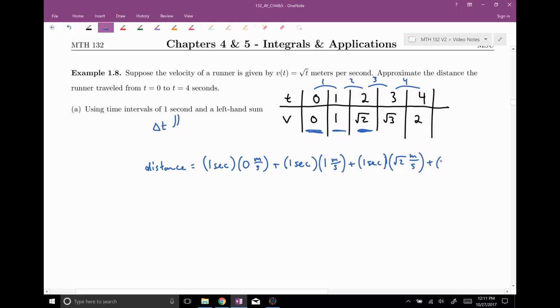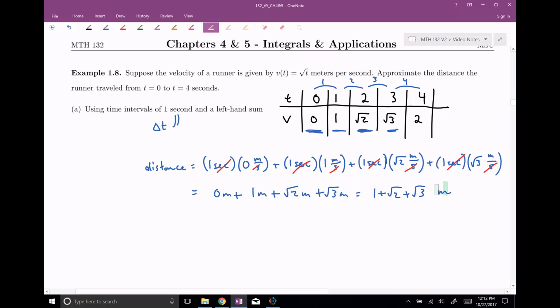And then finally, 1 second. Again, that's the width and the height. On our fourth rectangle, we're going to choose the left-hand sum, so that's going to be root 3 meters per second. Again, we can see that there's lots of cancellation here. Seconds and seconds, seconds and seconds, seconds and seconds. There we are. And so we're going to have 0 meters plus 1 meter plus root 2 meters plus root 3 meters. And so in total we have 1 plus root 2 plus root 3 meters. And that is our final answer.